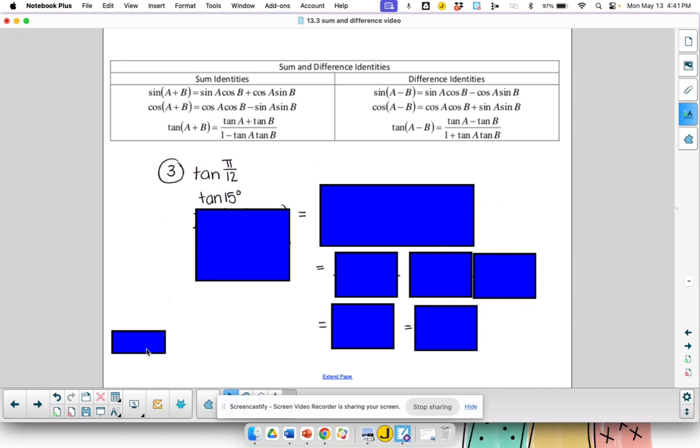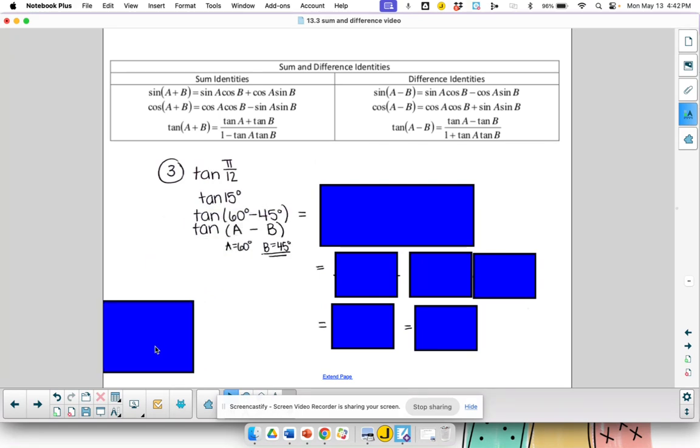So I'm going to think of two numbers that add or subtract to make 15 that come from my unit circle. And a suggestion is when you're doing tangent, try to avoid using a number that is 30 or has a reference angle of 30, because tangent of 30 is root 3 over 3. It's nicer to use tangent of 60 because that's root 3, or tangent of 45 because that's 1. So I'm choosing to do tangent of 60 minus 45.